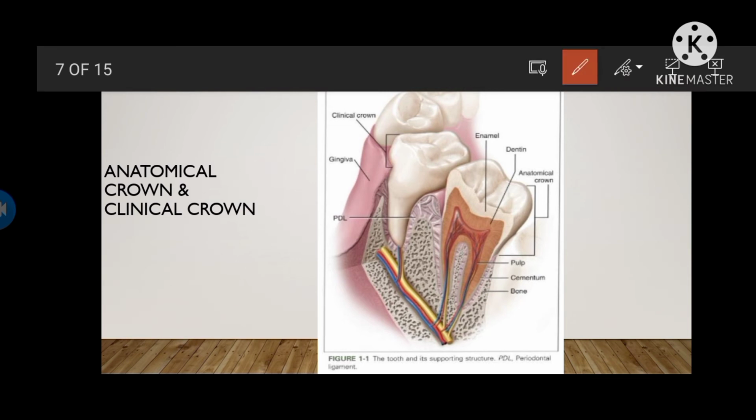As you can see in this picture, from this point up to the cemento enamel junction, this is our anatomical crown. And the crown which is only visible in the oral cavity is termed the clinical crown. From the neck of the tooth, it is covered by gingiva, so it is not visible. It cannot be seen in the oral cavity as it is covered by gums or gingiva.